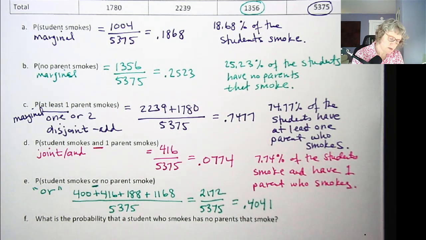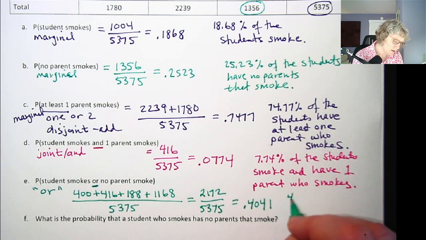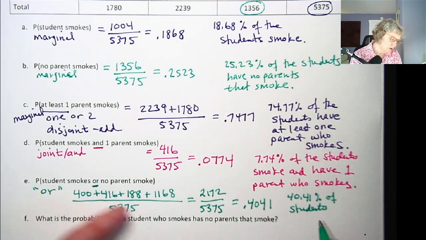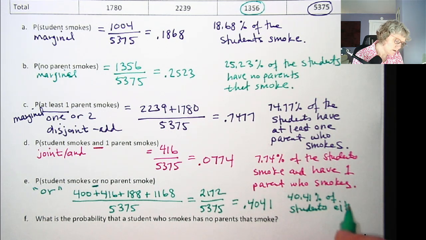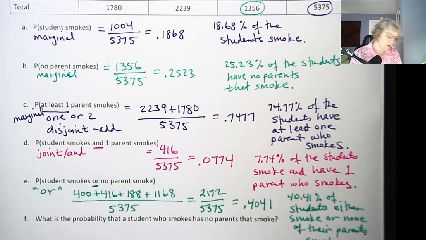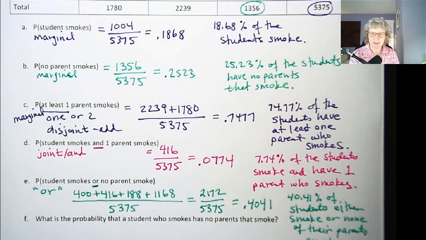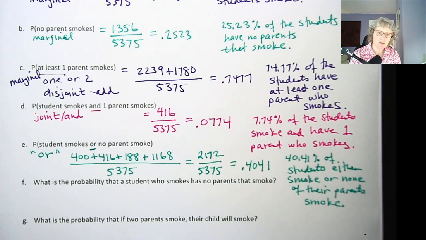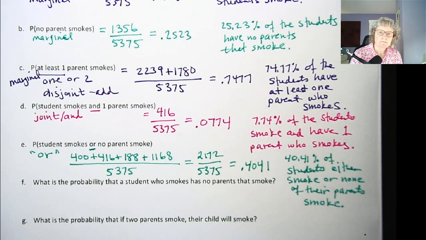Okay, let's see if I can squeeze this in here. So 40.41% of students either smoke or none of their parents smoke. So, or both, because both is also included in that. Sometimes the or statements are kind of strange. Okay, let's see what letter F says.